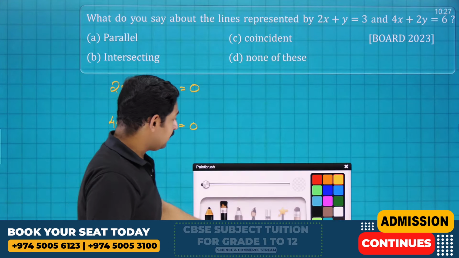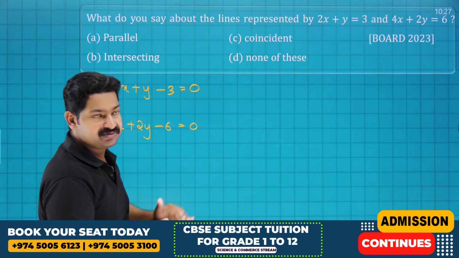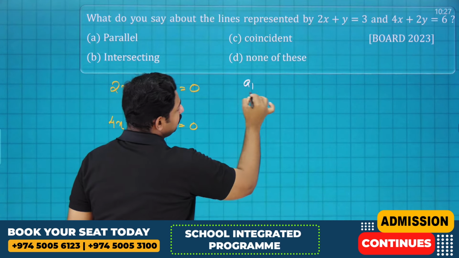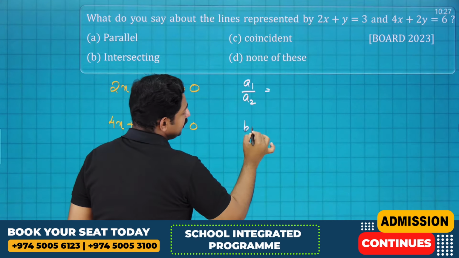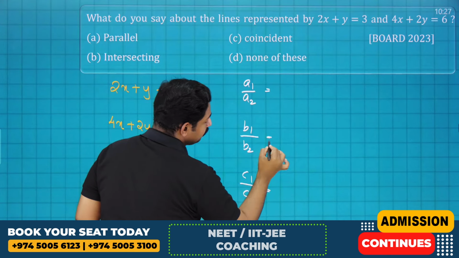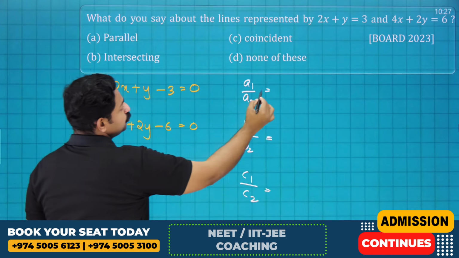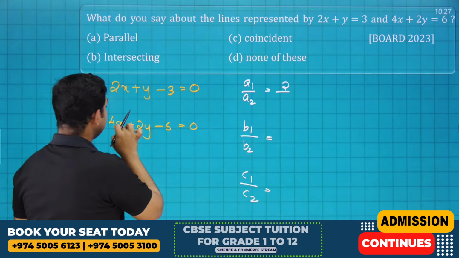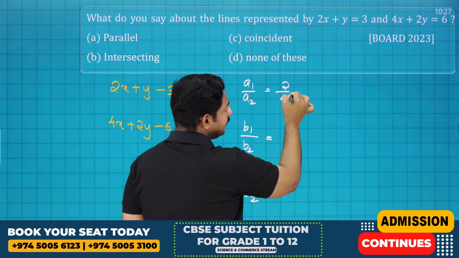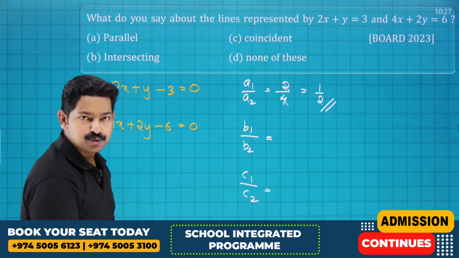Okay, so how can we identify which type of lines it has, which type of graphs it has? We have to find out the ratios A1 by A2, B1 by B2, and C1 by C2. So we can check. What is A1 here? 2 is A1. So 2 by A2 is 4. So 2 by 4, when you cancel, you will be getting 1 by 2. So A1 by A2 is equal to 1 by 2.